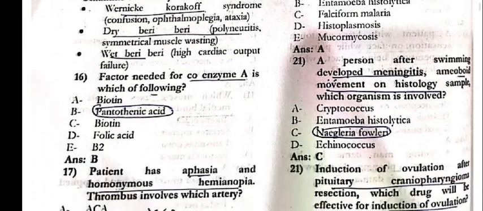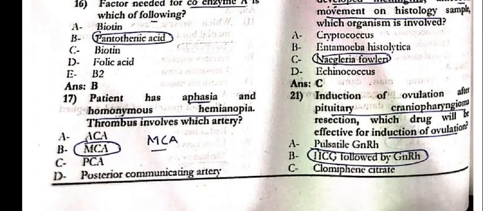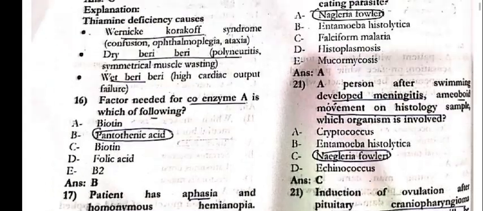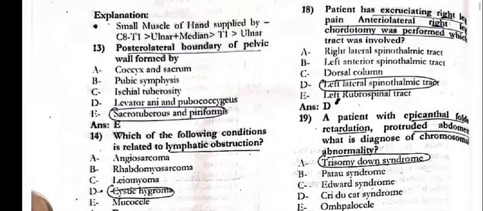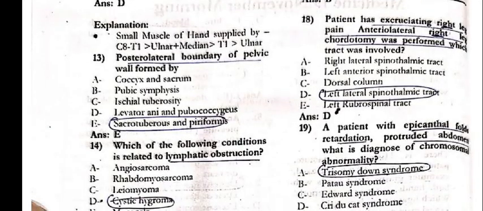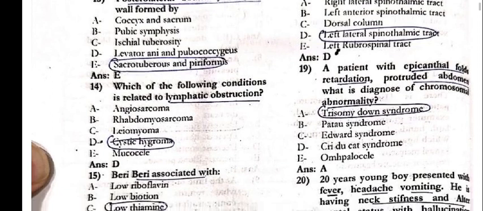Question number 16, the factor needed for coenzyme A is which of the following? That is pantothenic acid. Question number 17, the patient has aphasia and homonymous hemianopia. Thrombus involves which artery? That is the MCA. Next, question number 18, the patient has excruciating right leg pain, anterolateral right leg cordotomy was performed. Which tract was involved? That is the left lateral spinothalamic.